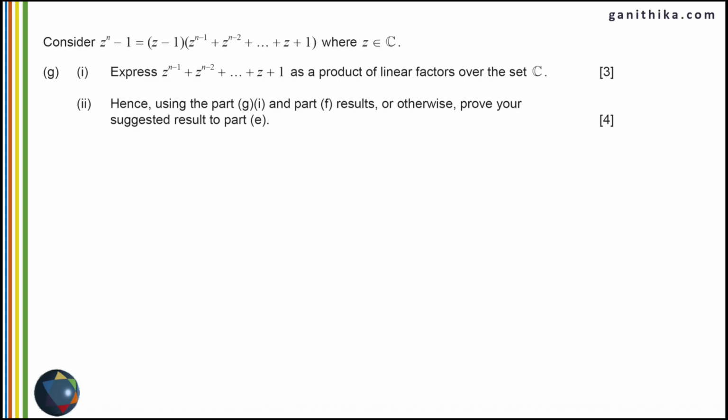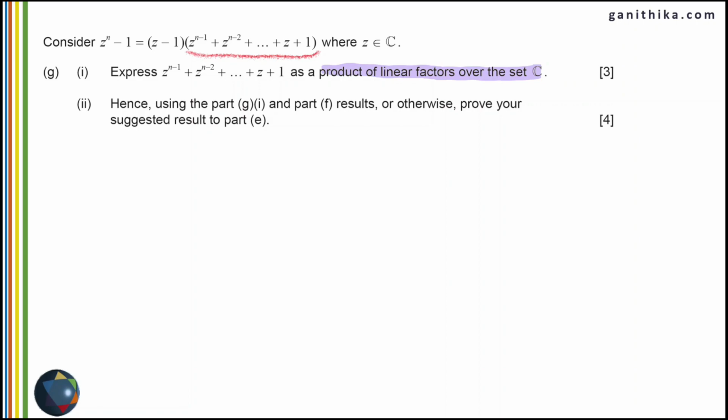But the question G is asking you to change this polynomial of degree n minus 1 into product of linear factors again. So like you had z minus 1, you have to have this part which is z power n minus 1, z power n minus 2 plus etc. z plus 1 as product of linear factors over the set of complex numbers, which means this has to be represented as z minus something times z minus something else times z minus something else, etc. So you need to have them to be represented as product of linear factors in C.